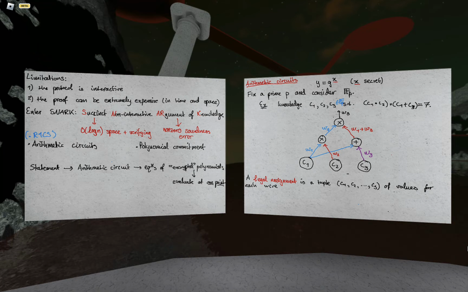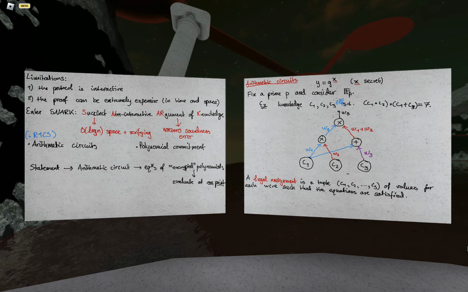Note that these C's that I've written here, I can just as well think of them as wires, right? Because they have a wire connecting them. So I can think of C1, C2, C3 as wires that I'm giving the values C1, C2, C3, and I'm also giving values to these last two wires. That's why I've overloaded the C's here. So it's a tuple of values for each wire, such that the equations, there are multiple, are satisfied.